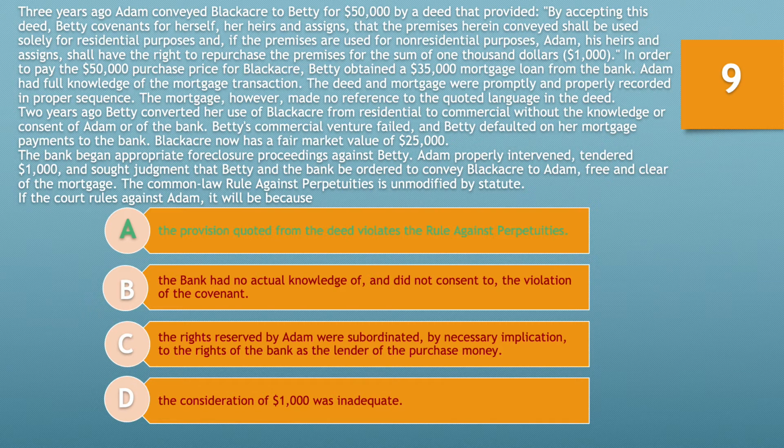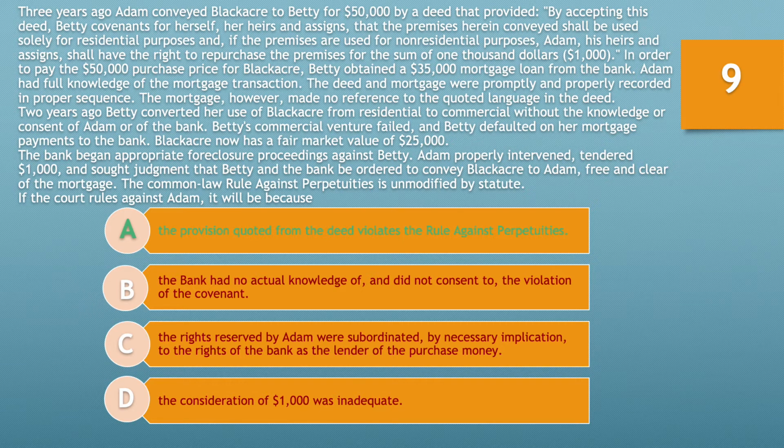So while it's unlikely that a court will find that this violates the rule against perpetuities, the question is specifically asking you to reason out why the court would in fact rule against Adam. Let's look at the answer choices. Answer choices B, C, and D do not give the court a reason to rule against Adam. Let's review them.